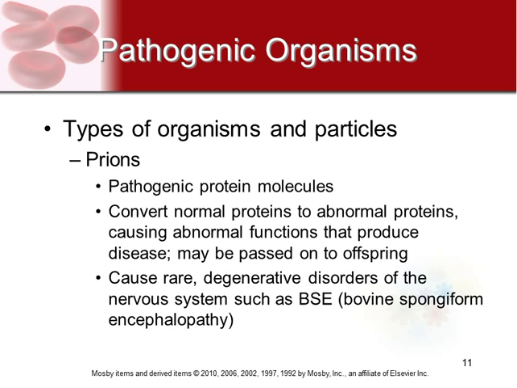So types of organisms, another one would be a prion. A prion is a pathogenic protein molecule. So it converts a normal protein to an abnormal protein in you. And then it causes abnormal functions to happen, because if your protein isn't normal, it's not going to do its normal job. The other thing with this is that it can actually be passed on to the next generation, so your offspring might get that same abnormal protein. And these can cause rare degenerative disorders of your nervous system. One of them is mad cow disease, bovine spongiform encephalopathy. So that would be an example of a prion.